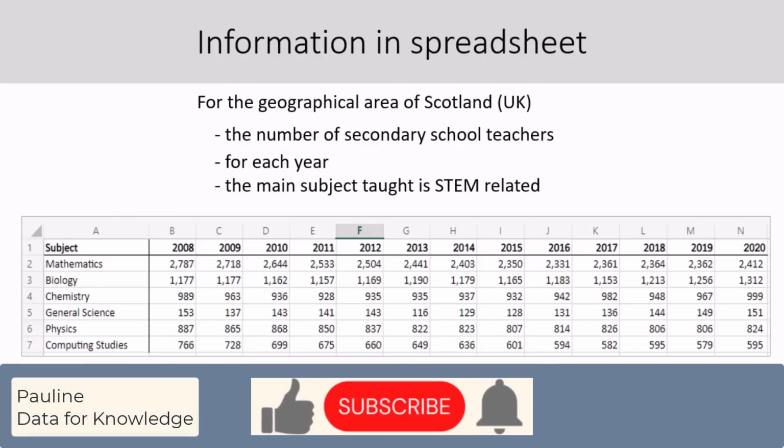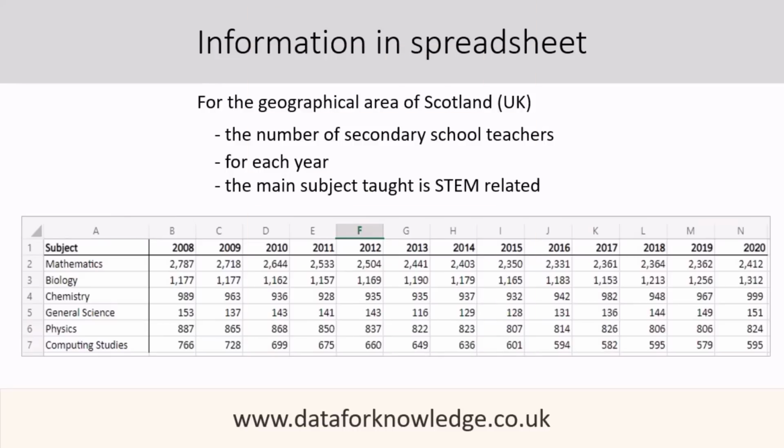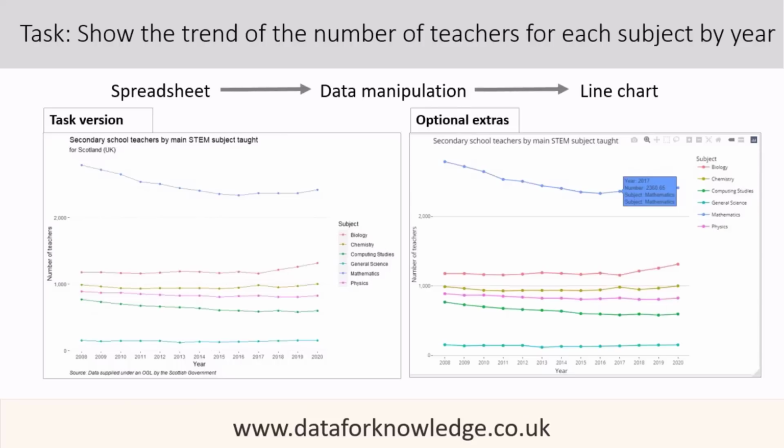Welcome. Here's the scenario. You have been provided with the following spreadsheet, which contains information on the number of secondary school teachers in Scotland in the UK for the years 2008 to 2020, split by the main subject they teach. The dataset has been filtered to show only the STEM-related subjects. The task is to show the trend in the number of teachers for each subject by year.